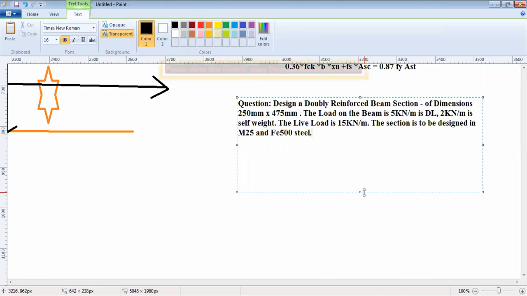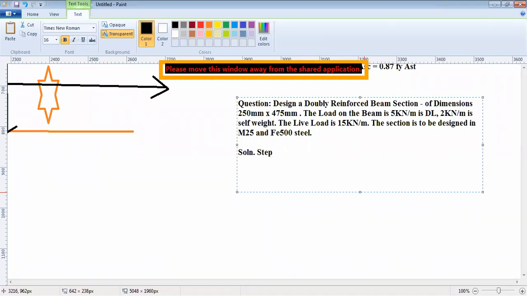In practice there is a limitation, and the dimensions are given right there: 250 by 475. You cannot change the dimension of the beam. So our solution is like this. What was our first step? The steps are the same. You are first of all calculating the moments and shear forces.